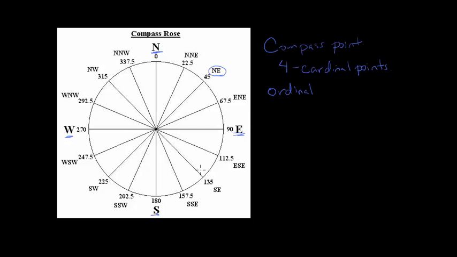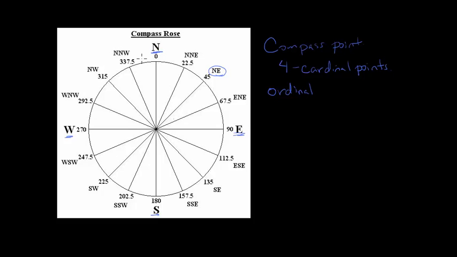So we have southeast, southwest, and northwest. Now you'll notice that these ones that are vertical, north and south, are the ones that give the first name, and the east and west give the last name in an ordinal point.